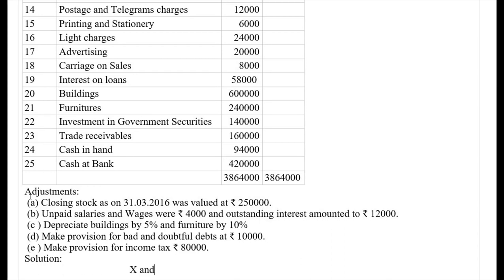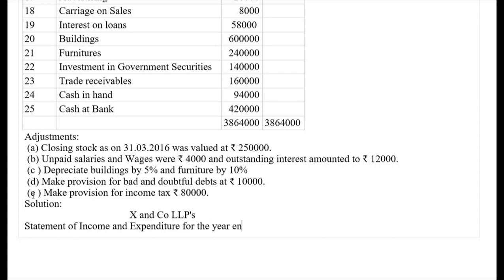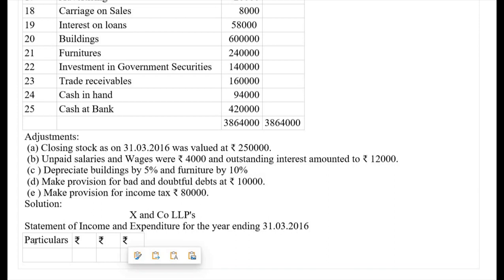So the problem is X and company LLP's statement of income and expenditure for the year ending 31/3/2016. So let me insert the columns here. So 4 columns we require. So particulars, that is inner column, one more inner column, then last column here. So now we'll start preparing.